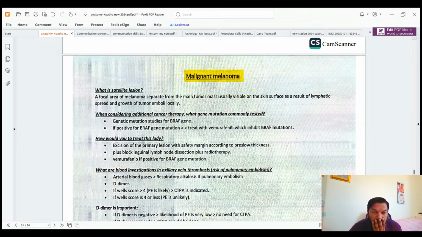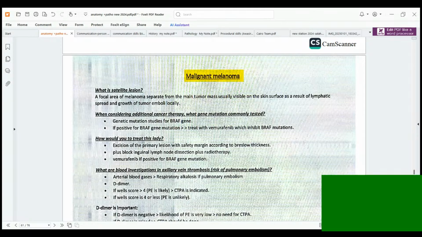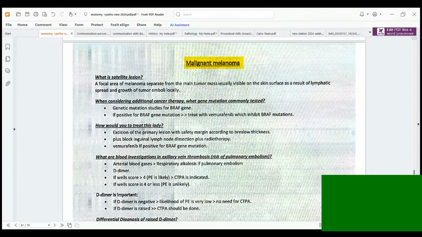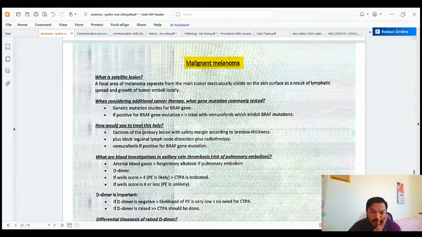When considering additional cancer therapy, what gene mutation is present? BRAF gene mutation. How would you treat this lady? Excision of the primary lesion with safety margin according to Breslow thickness, plus inguinal lymph node dissection, plus radiotherapy.